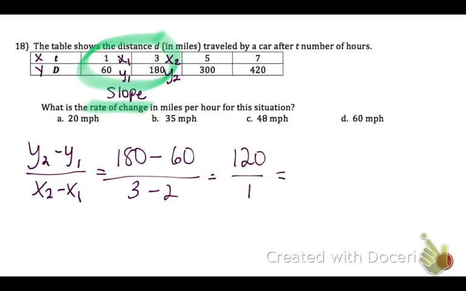Looks like I made a little mistake here. This should have been 3 minus 1, because my x value up here is 1. So I fixed that. 3 minus 1 is 2, so then 120 divided by 2 is 60. So our answer here is D.